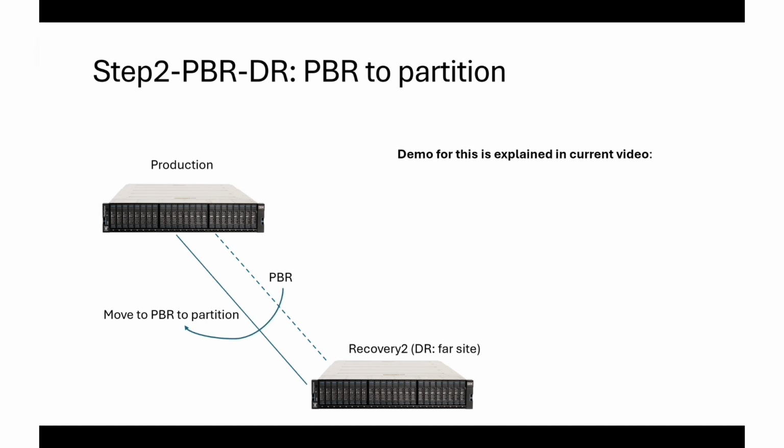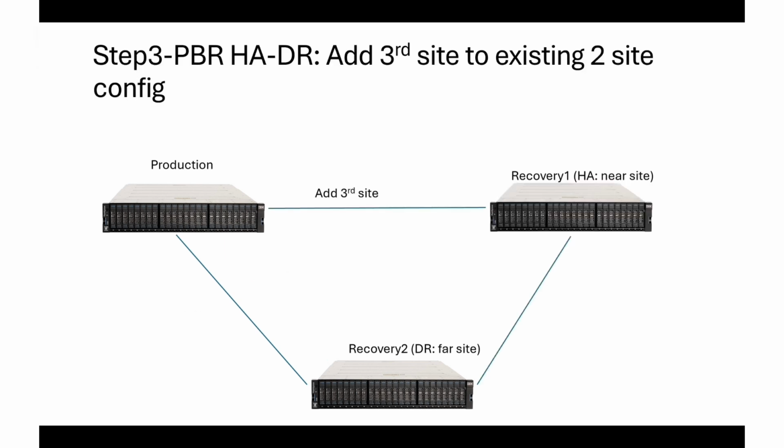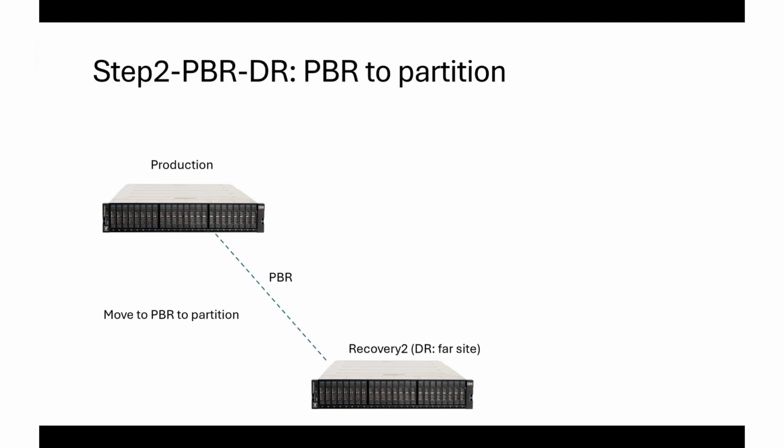The third step towards going to the three-site config is to add a third site to your existing DR configuration as a high availability site to the same partition. We will use the command line interface throughout this video to accomplish our goal.